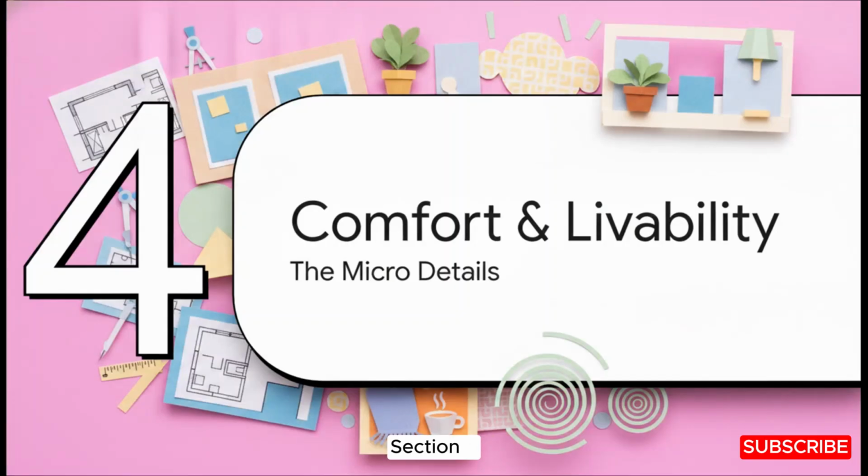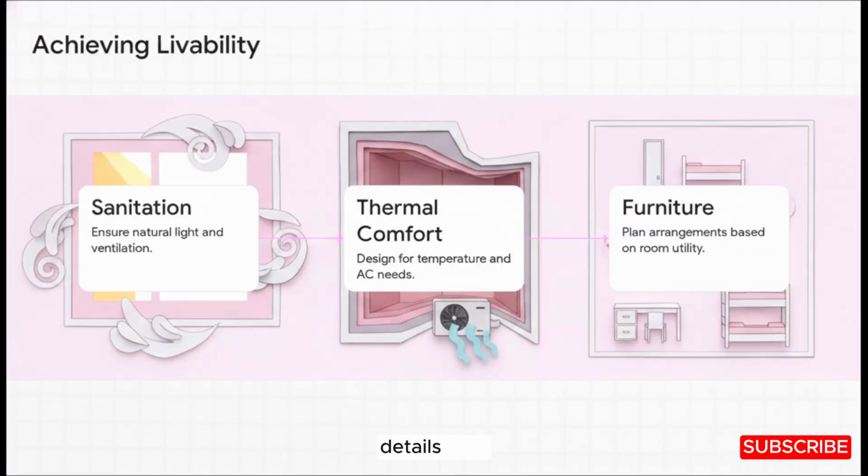Let's move to Section 4, Comfort and Livability, the micro details. Next, we need to zoom in on the micro details. These are the things that transform a mathematically sound, beautifully grouped building into a truly livable environment. True livability requires a rigorous, step-by-step approach.